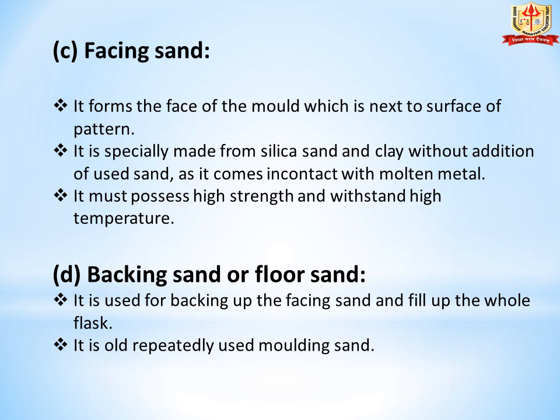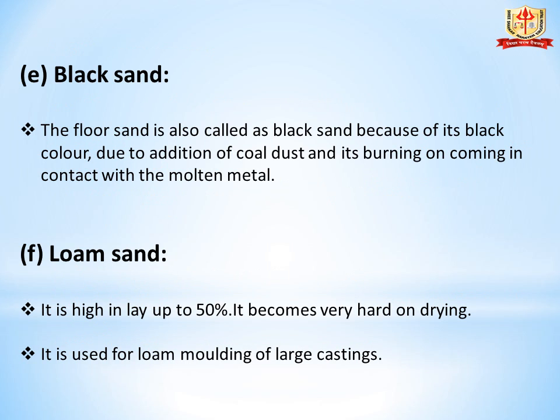Point D, backing sand or floor sand. It is used for backing up the facing sand and filling up the whole flask. It is old, repeatedly used molding sand. Next point E, black sand. The floor sand is also called black sand because of its black color due to addition of coal dust and its burning on coming in contact with the molten metal.